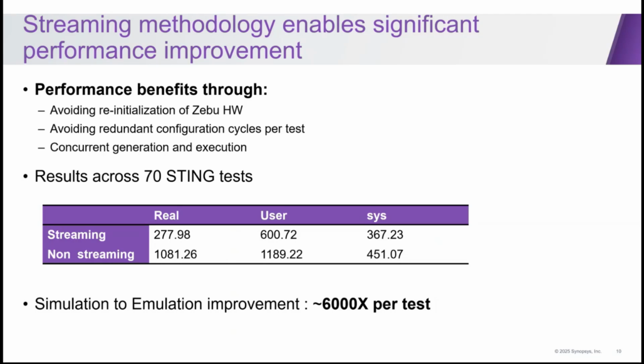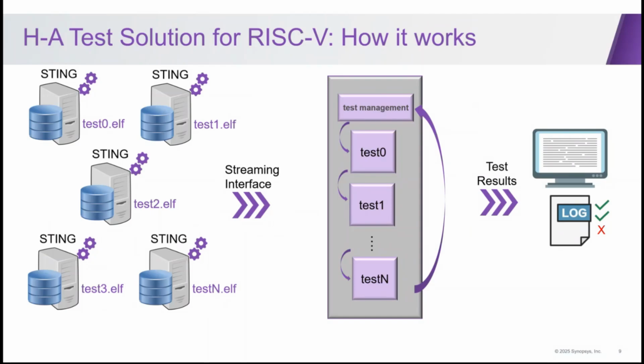We have some extra benefits. We can concurrently generate the tests and run emulation. Not like before, where you generate 1,000 tests, all the ELFs stay there, and you run them one by one. So besides the performance, you may see some other benefits with this flow. And I think that's maybe more important for verification engineers.